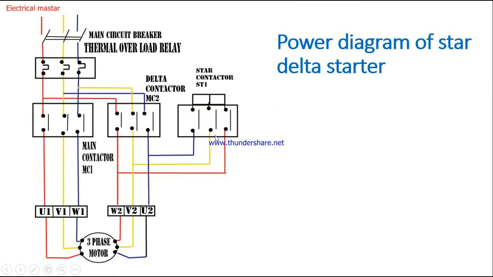During the starting time, the main contactor and star contactor will pick up and the motor will run with the star connection. After the time delay, we are using one timer here. The timer will change the power supply from the star contactor to the delta contactor. So the motor will run with the main contactor and delta contactor.